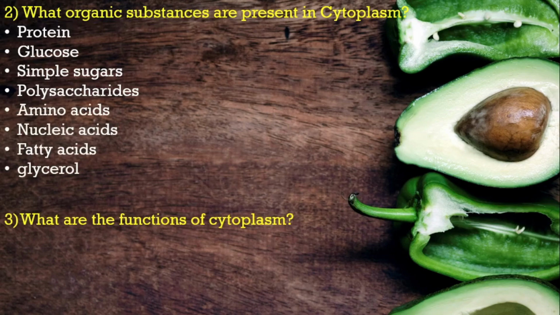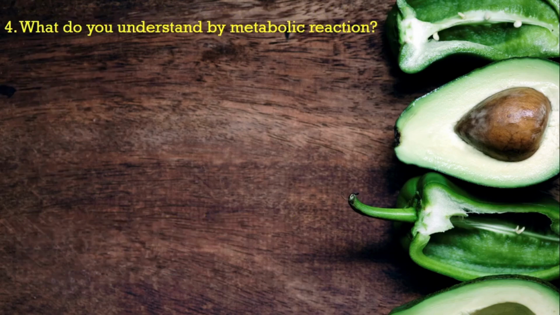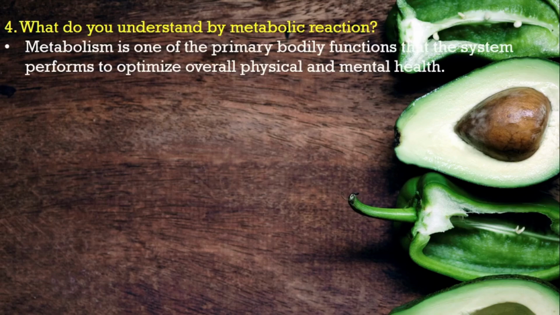What are the functions of cytoplasm? It maintains a shape to the cell. It helps to bear organelles. It carries out different metabolic processes. What do you understand by metabolic reaction? Here is the answer. Metabolism is one of the primary bodily functions that the system performs to optimize overall physical and mental health. What do you understand by organelles?